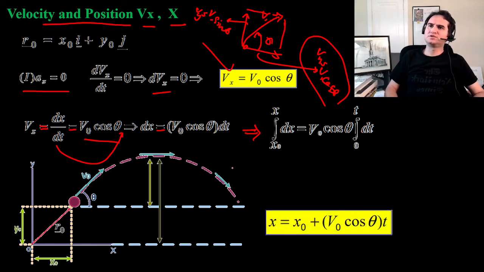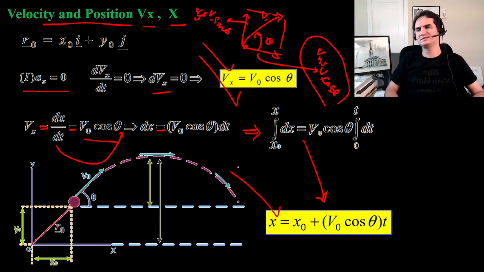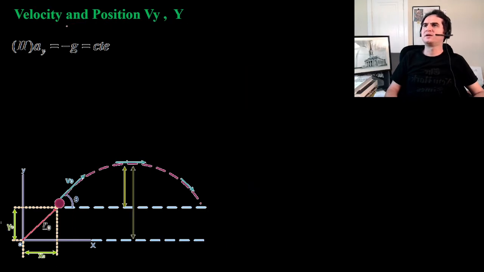The first part gives you the velocity in x direction, and if you integrate it and replace it, it just gives you the displacement in x direction. And also velocity and position in y direction.